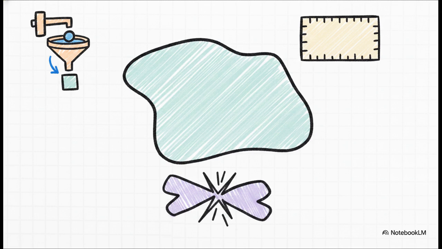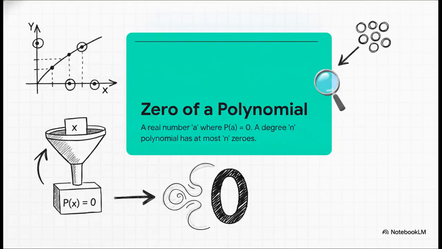We also see this brilliant little trick from the NCERT exemplar. If p of x is x plus 3, what is p of x plus p of negative x? Well, the x and negative x perfectly cancel each other out, leaving you with just 3 plus 3, which is 6. Super clean. So this brings us to a crucial concept.